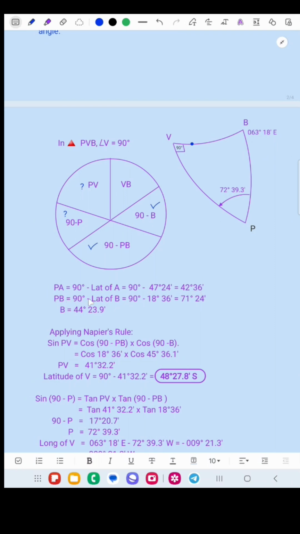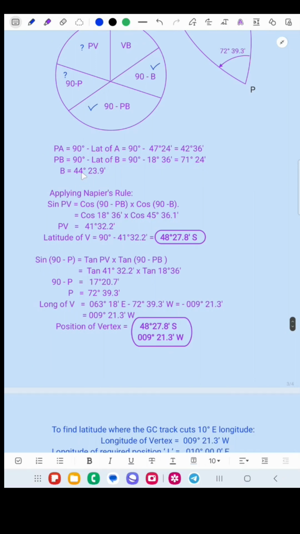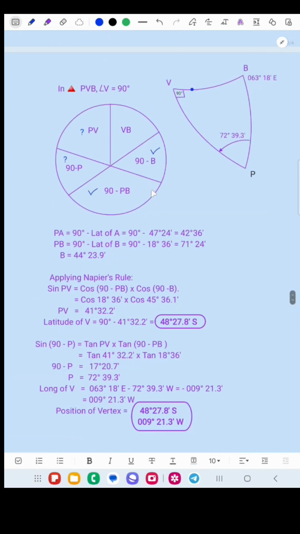And PB is 90 degrees minus that of B, which is 90 degrees minus 18 degrees 36 minutes, that is 71 degrees 24 minutes. Angle B, the final course, we have calculated above, and that is 44 degrees 23.9. So we apply Napier's rule: sine of PB, sine of PV is equal to cos of 90 minus PB into cos of 90 minus B.